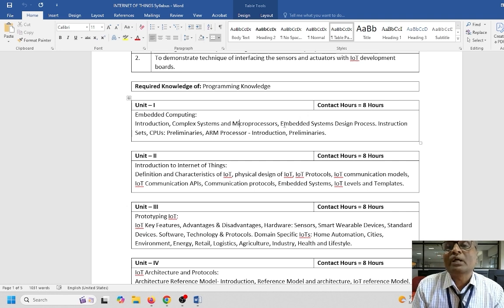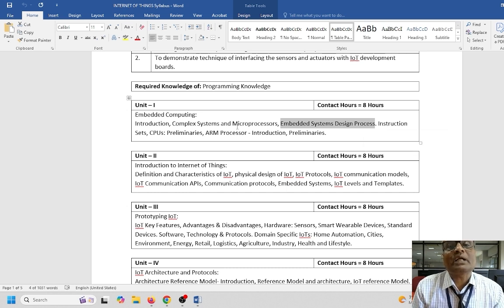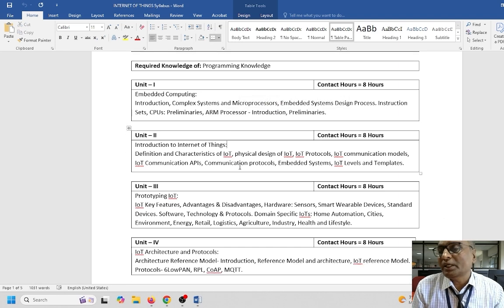Then we come to the embedded system design process. For example, microwave oven, smart television, smart watches, smart telephones, and so on. For that we are using an ARM processor as an example. Okay, the second unit is introduction to the Internet of Things, where we are studying the definition and characteristics of IoT, the definition of things, and some physical design of IoT.